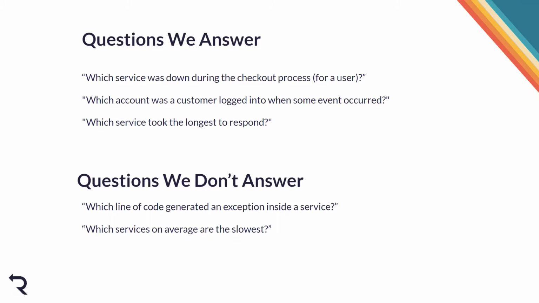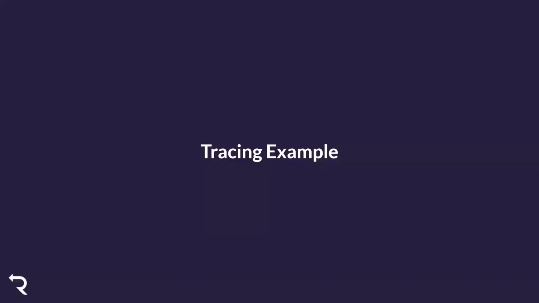Now, questions we don't answer. We can't tell you which line of code generated an exception inside of a service. That would be something like logging. We also can't tell you which services on average are the slowest. That would be a question for metrics. We can only tell you which services were slow for a specific series of requests.